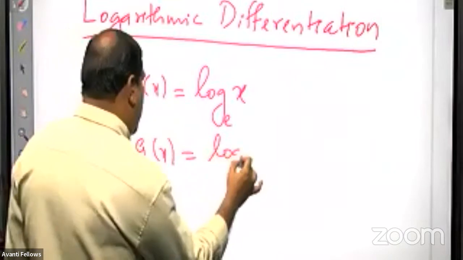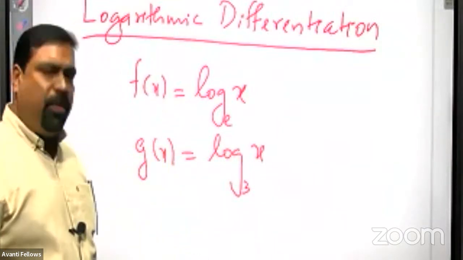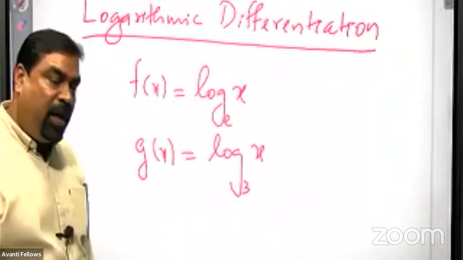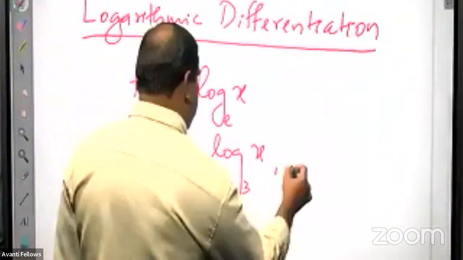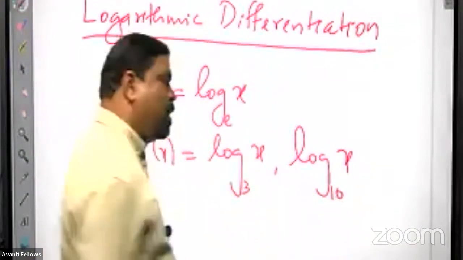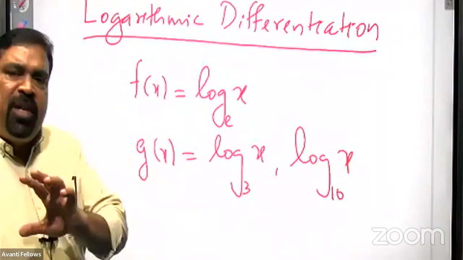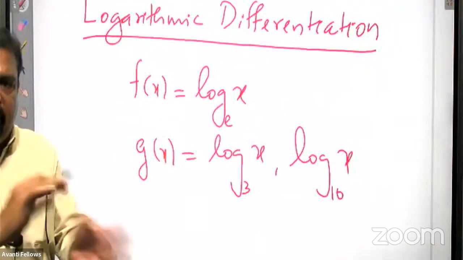Okay, log x to the base 3 also. It is another function actually. Log x to the base 3. Yeah, log x to the base 10. When the base is 10, we call it the common logarithm. And logarithm and the exponential functions both are inverse of each other.